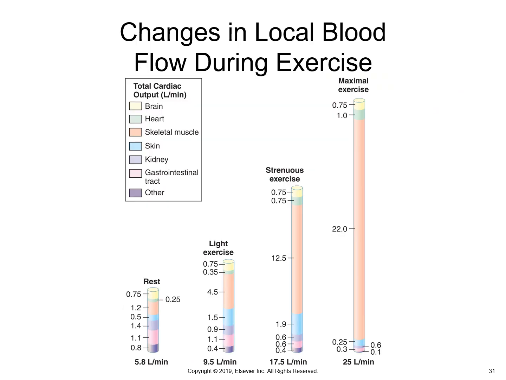This slide is basically trying to illustrate how blood flow is distributed to our different organs at rest, during light exercise, during strenuous exercise, and also during max exercise. So the bars represent the total cardiac output in liters per minute at each level of activity. As exercise intensity increases, we're looking at the way blood is distributed throughout the body and how it changes dramatically to meet the body's demands.